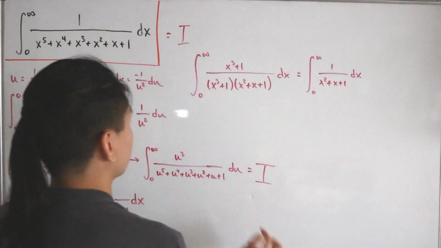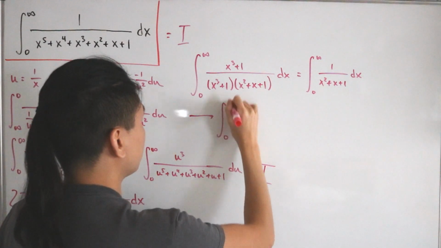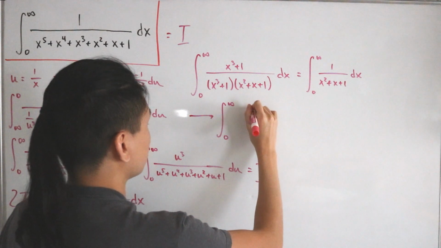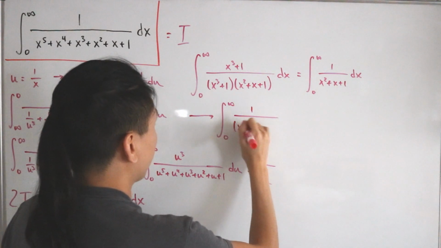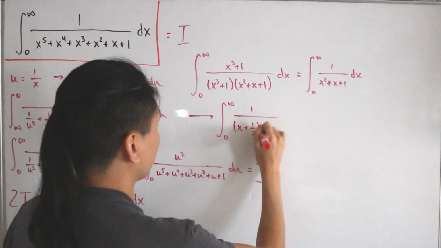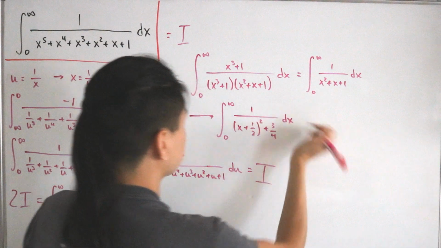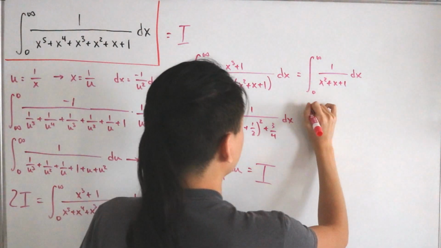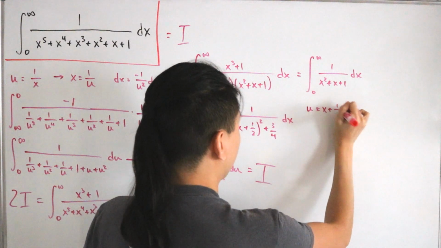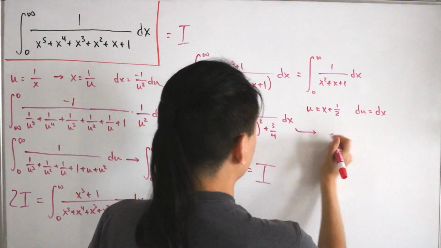Let's complete the square for the denominator. So now, with bounds 0 to infinity, if I complete the square on the bottom, I'm going to have x plus 1/2, quantity squared, added with 3 over 4, dx. And you notice that if we do another u substitution, we'll let u equal x plus 1/2, then du is just equal to dx. So now we have a new integral.